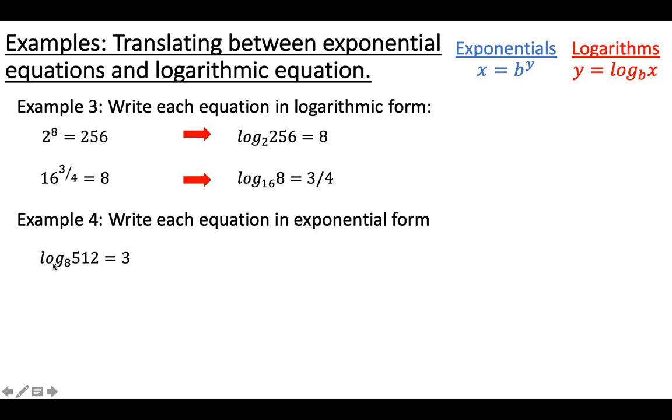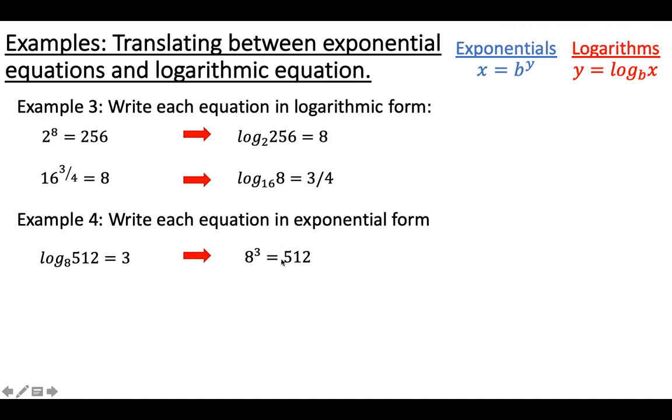The first one we're going to do, log base 8 of 512 equals 3. Okay, so remember 8, that's in the B spot, so that's our base. So when we write it on the other side, 8 better be in the B spot. We have 3 by itself. What number goes by itself when we write a log? The number that goes by itself is the exponent, so we should have 8 to the power 3 equals 512.